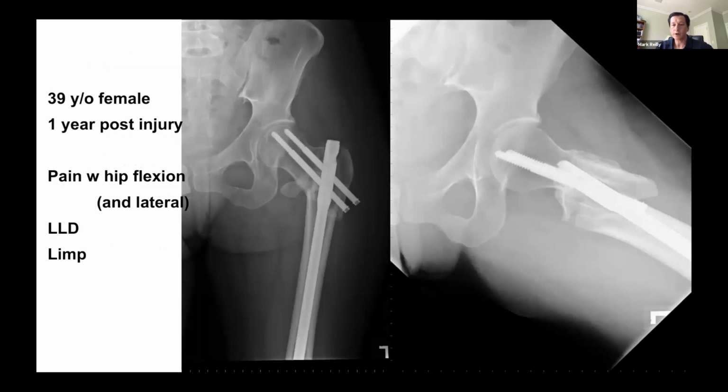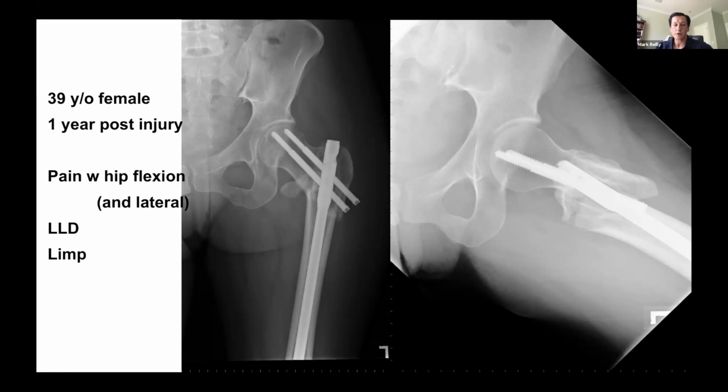So if we look at some cases, these are cases from my first 10 years in practice. And the reason that I selected those is because there were technical errors. And I think that certainly for me, I learned most by critically looking at what I should have done differently, what I should have done better, and performing the osteotomies in a different way.